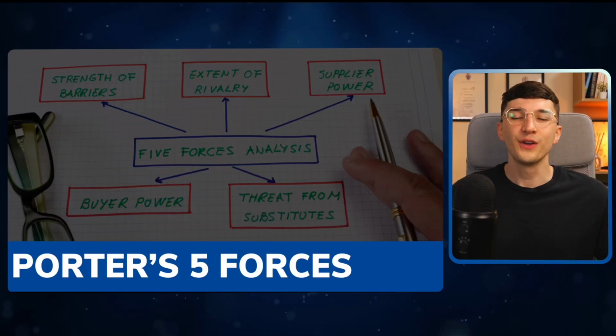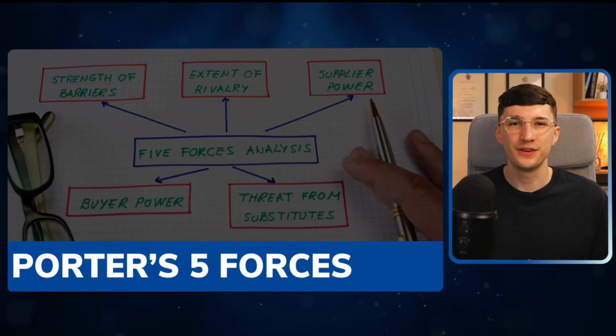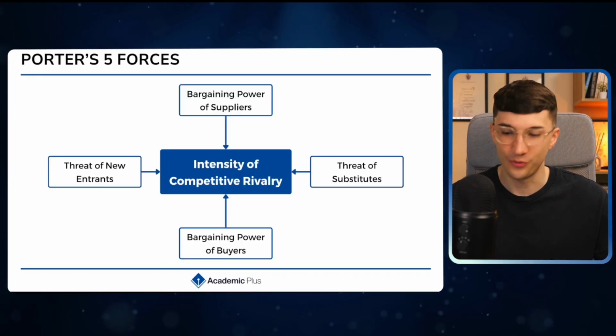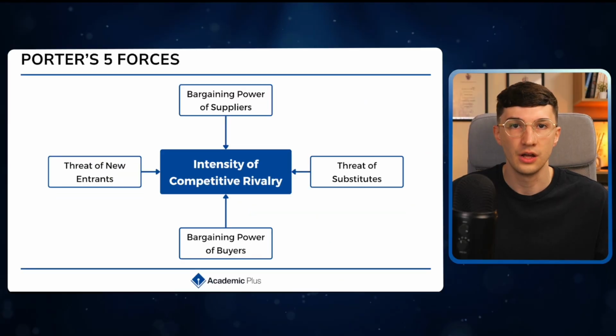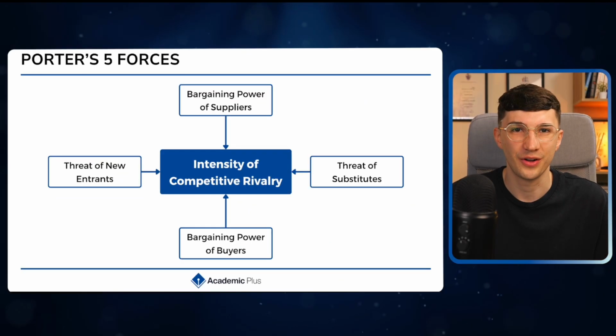Let's get into it. The first topic that we're going to take a look at in this revision video will be Porter's 5 forces. Now, Porter's 5 forces is one of the most important models that you will learn in your entire A-level business specification. Well, Porter's 5 forces is a business analysis framework to assess the competitive environment of an industry. Because Porter argued that competition within an industry can't be understood by just looking at the size or the number of competitors. So he came up with these 5 forces.